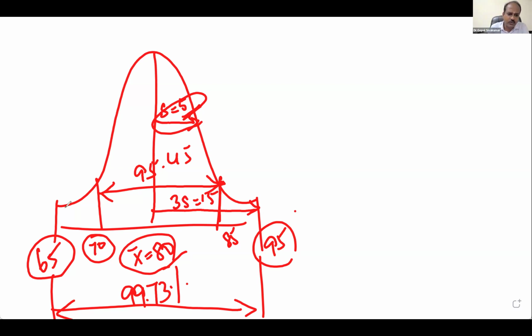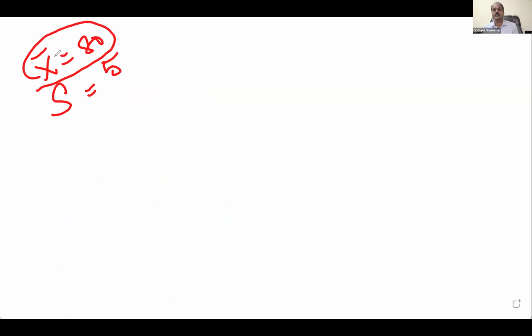Now, I very well know, please note, my black belt participants always have an average of how much? 80. And they will have a standard deviation of 5. This is my expectation. Now I have another batch of students, and they also get the same average.